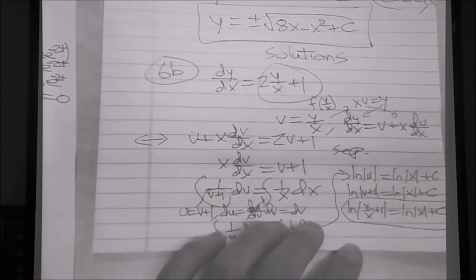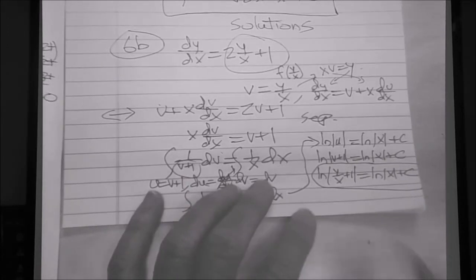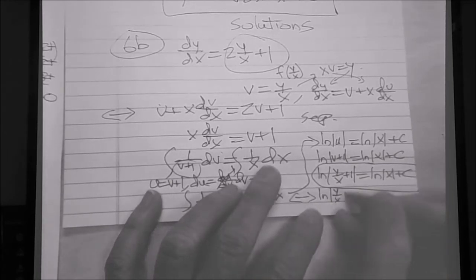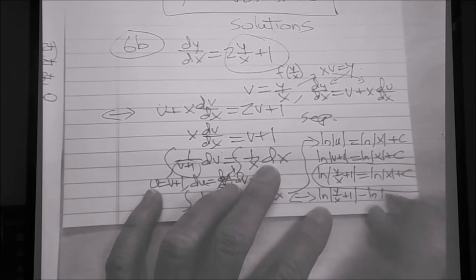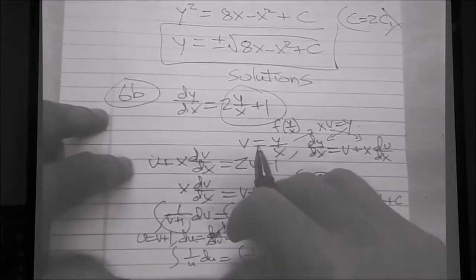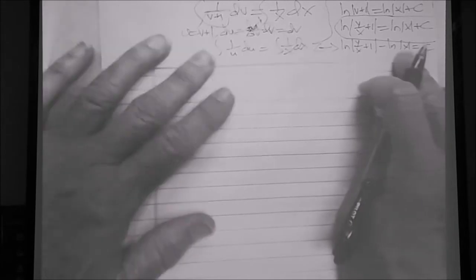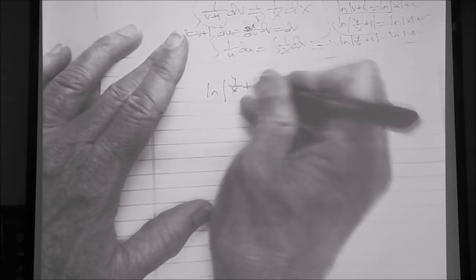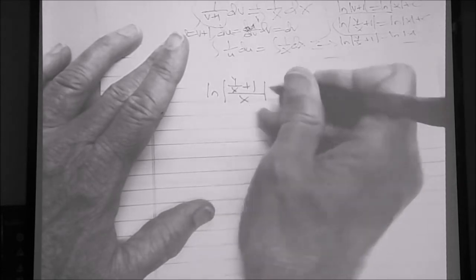It is true that you can use your properties of logarithms to combine these. You might prefer to put it like this: ln of y over x plus 1, minus ln of x, equals c. Remember, you can combine logarithms. The difference of the logarithms is the logarithm of the quotient. So this is now ln of (y over x plus 1) over x equals c. Just combining the logarithms by algebra.